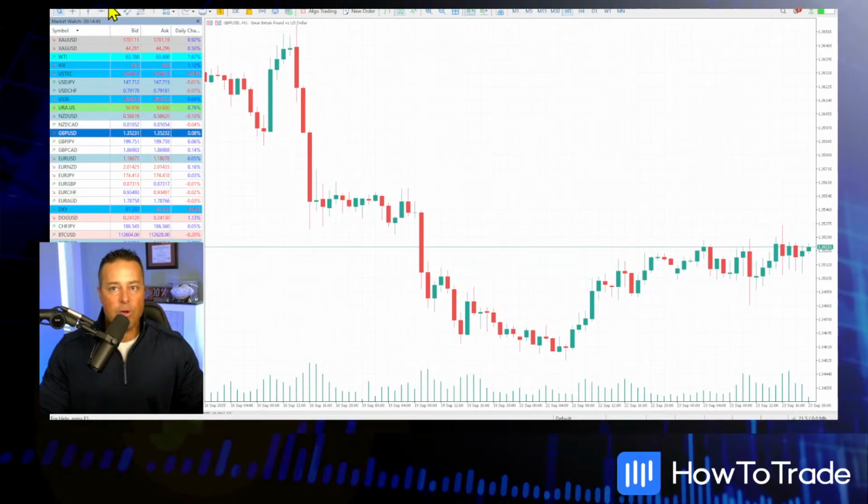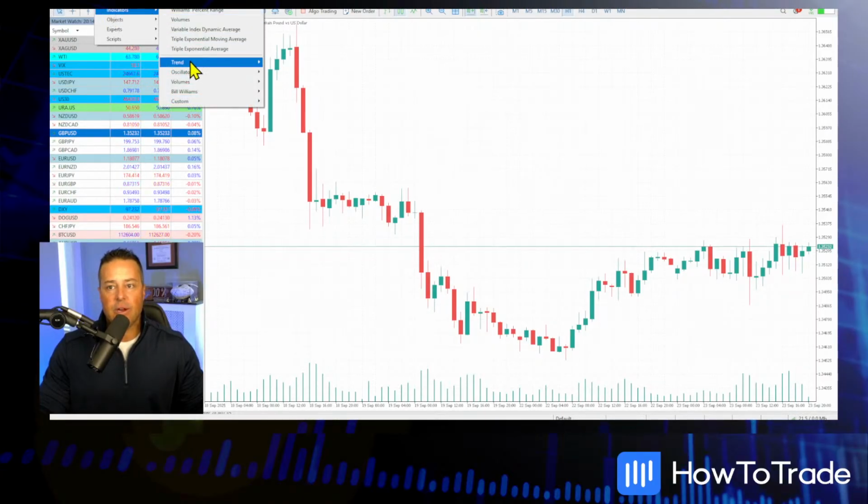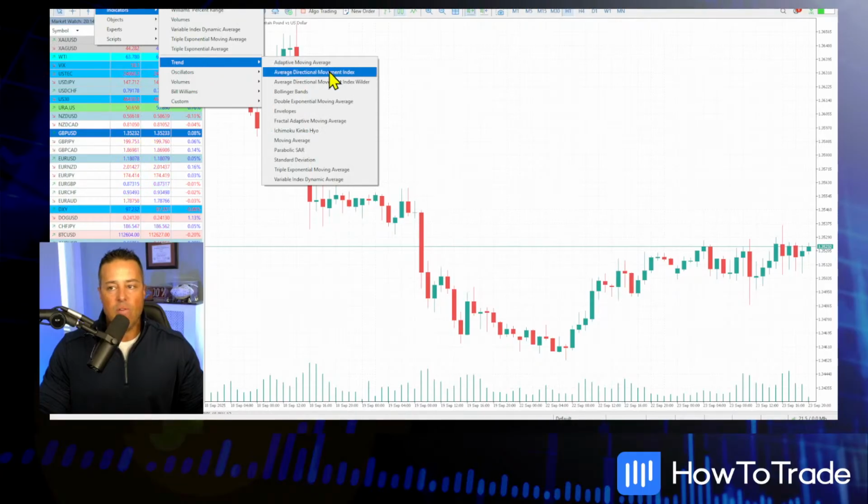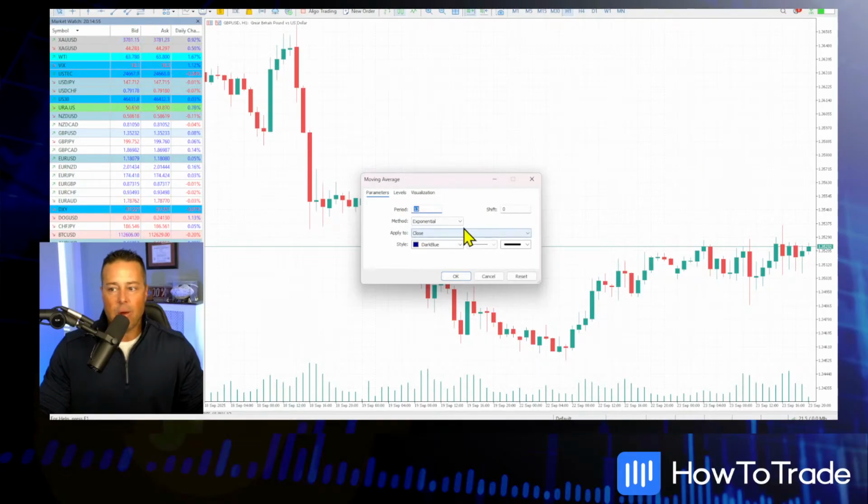Relatively straightforward. You're going to go up here to Insert, click Insert. You're going to go to Indicator, and you're going to go to Trend, and that's where we're going to find our moving averages. We're going to go down to Moving Average. Give that a click. Now, right here on your pop-up menu, you're going to go right there to Method. You're going to go to Exponential. There's several methods to choose: simple, smooth, linear weighted. We're going exponential. We're going to apply to the close, and we're going to keep these colors the same.